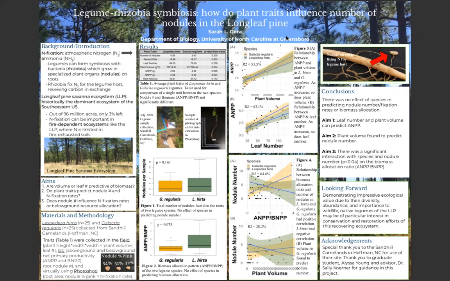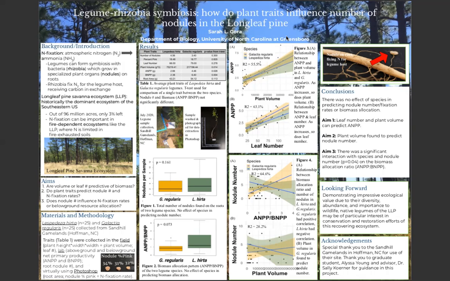My research was done in the longleaf pine savanna ecosystem, or the LLP. This was historically the dominant ecosystem of the Southeastern United States. Out of 96 million acres, only 3% of its original habitat is now remaining. Nitrogen fixation can be particularly important in these fire-dependent ecosystems like the LLP, where nitrogen is limited in these frequently burned soils. I have 3 research aims.